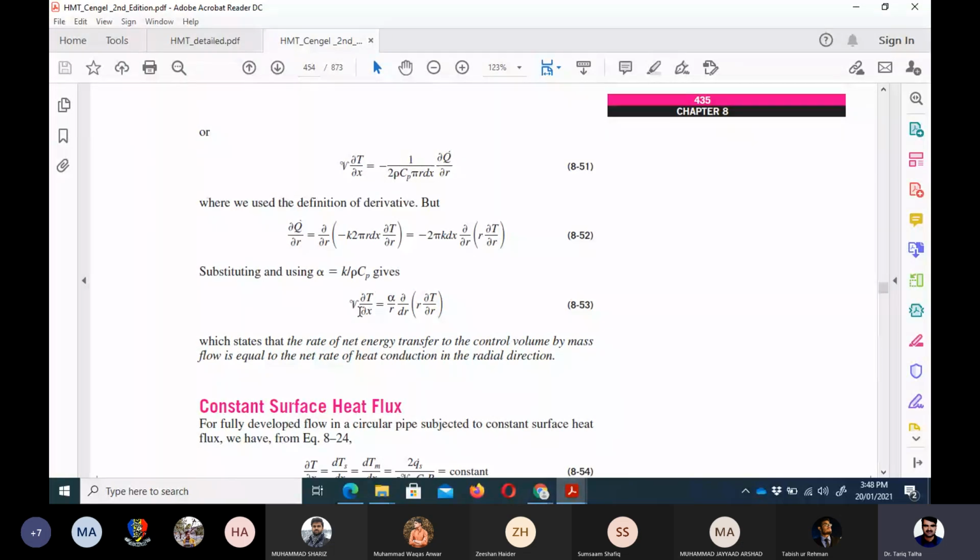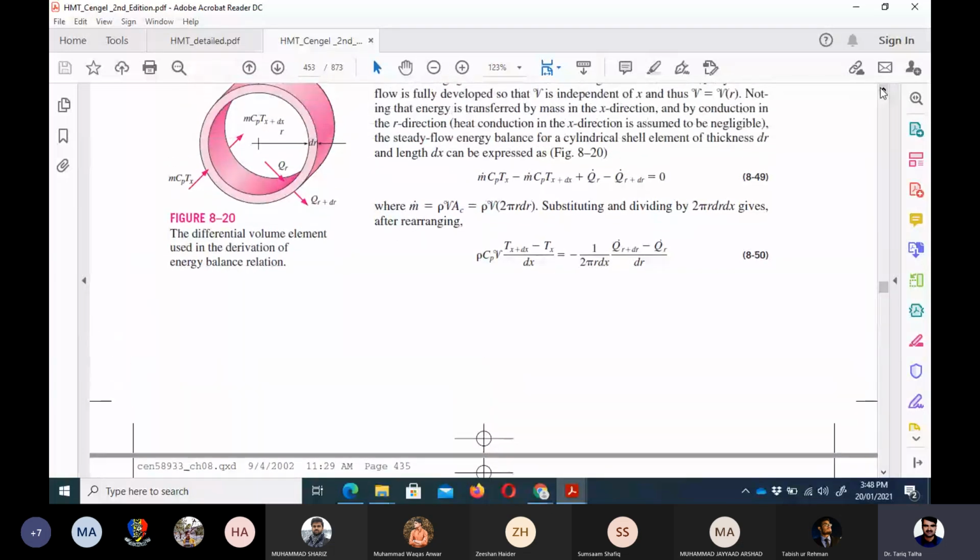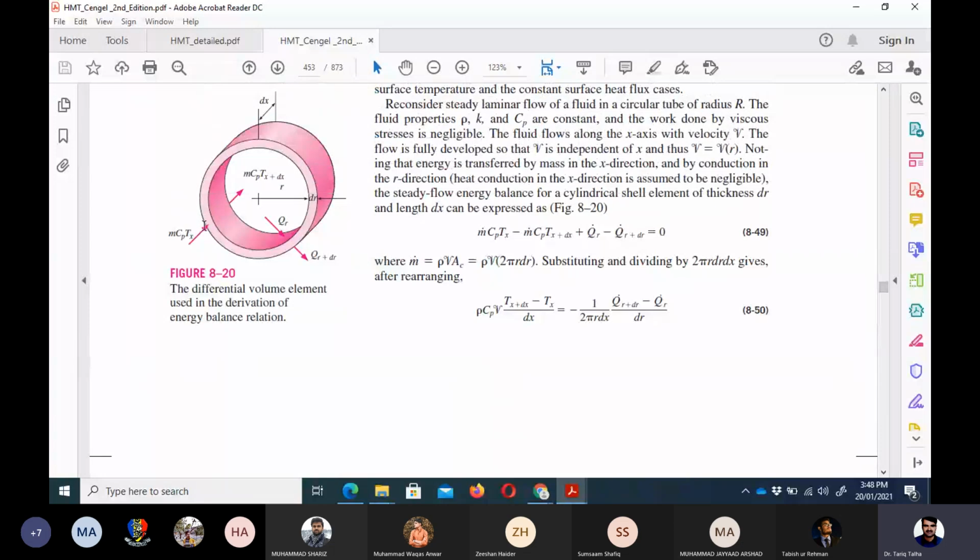So now this equation 8-53, what does it tell us? That the rate of net energy transfer to the control volume by mass flow is equal to the net rate of heat conduction in the radial direction. So if we look at this element here, physically it says that whatever heat is coming in the axial direction, that net rate, which is the difference between these two, would be equal to the net rate which is going in the radial direction.